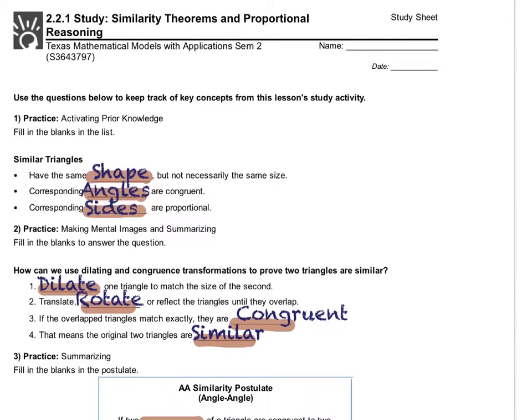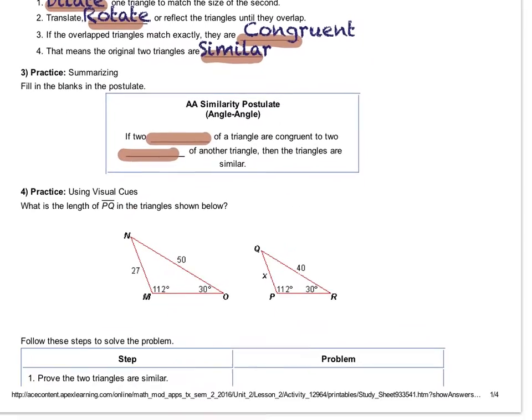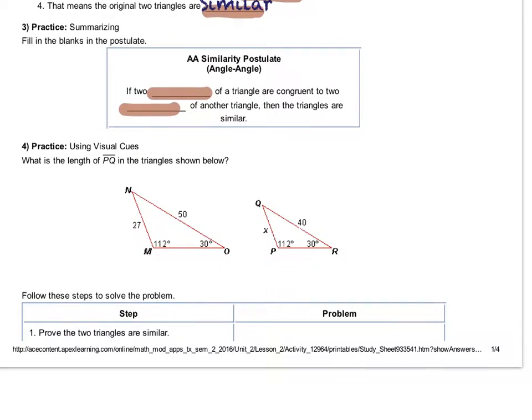Okay, let's move on. We have 3 similarity postulates that we are going to focus on in this lesson. And our first one is going to be angle. Okay, practice 3, summarizing. The angle similarity postulate: if two angles of a triangle are congruent to two angles of another triangle, then the triangles are similar. Let's write that down.